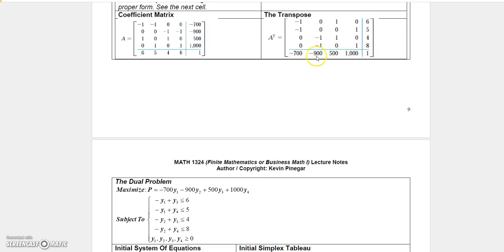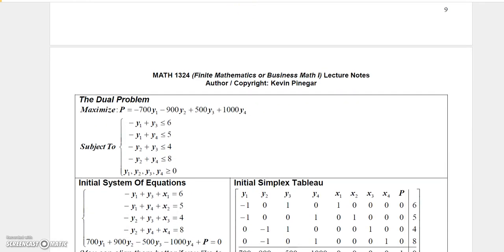So our dual problem, remember the bottom row is going to give me my new objective function. So my new objective function is going to be minus 700y1 minus 900y2 plus 500y3 plus 1000y4, and that would be that function there. And then these rows are going to give me my new less than constraints. But remember, these are y's. So this would be minus y1 plus y3 is less than or equal to 6. This will be minus y1 plus y4 is less than or equal to 5. This will be minus y2 plus y3 is less than or equal to 4, and then this will be minus y2 plus y4 is less than or equal to 8. And so once you write all of those, now you've got your dual problem.